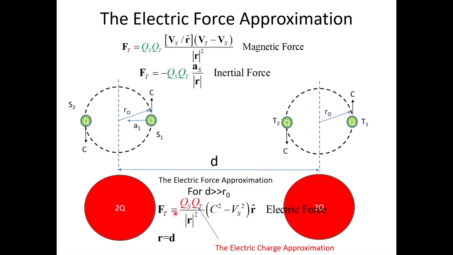Okay, and in this approximation, you don't have to go from the individual pretons. You can just treat this system of two pretons as a single point charge, and you can treat the target as a single point charge as well, and you can use the distance, which would be r in this case, the center distance from the source to the target. So this is the electric force approximation. You can do it the hard way, or for when the distance is much greater than r0, you can use the electric force approximation here. And of course, because you're treating these as one single charge instead of a system of charges, this would be the electric charge approximation.